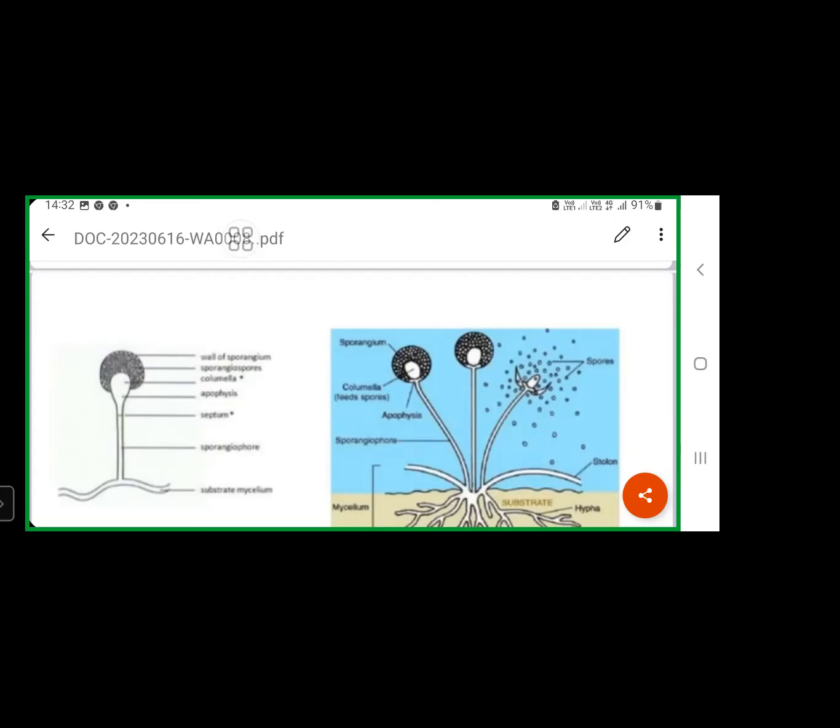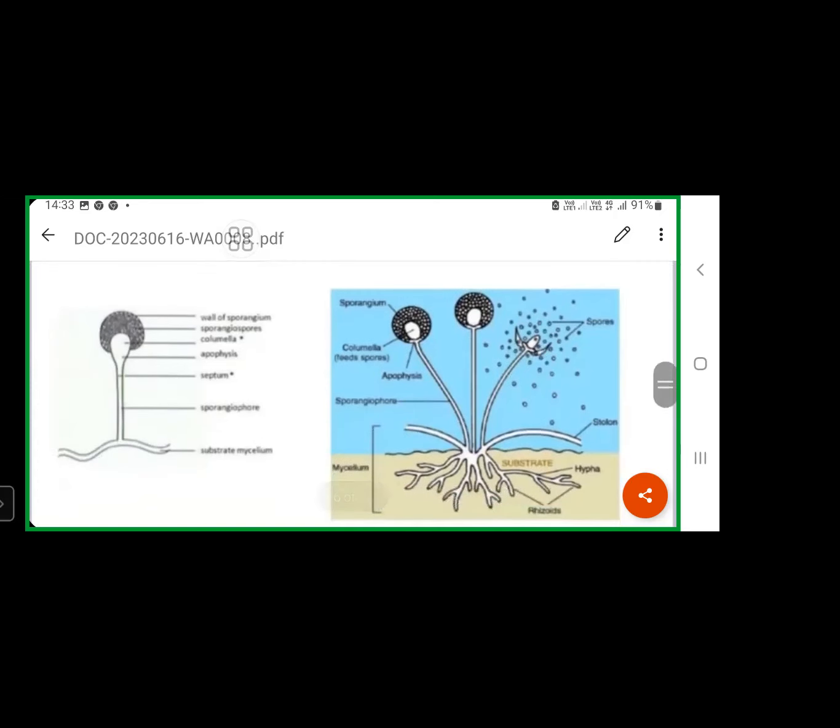Next we will discuss the reserve food materials, how food materials are stored in the Mucor cell. Food materials are mostly stored in the Mucor cell in the form of glycogen as well as oil globules. The food materials are stored in two forms: one is glycogen granules and another one is oil globules. In this form, food materials are stored in the Mucor cell. This is about the vegetative morphology of the fungus Mucor.